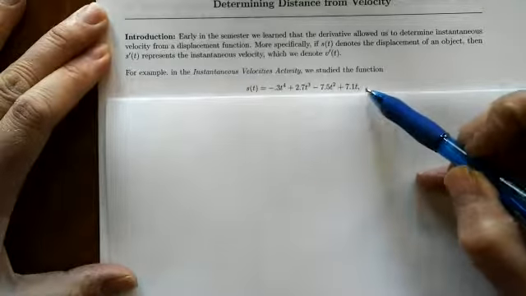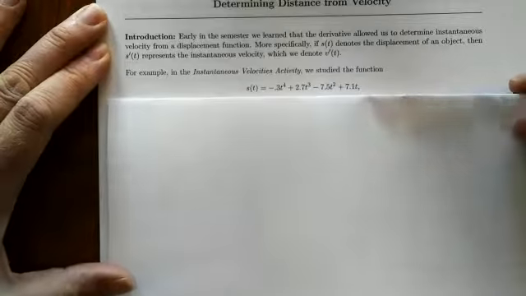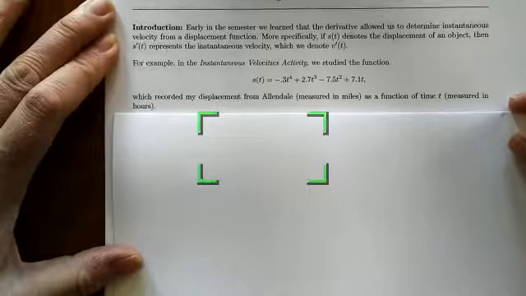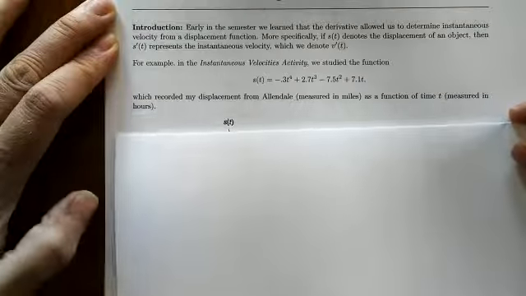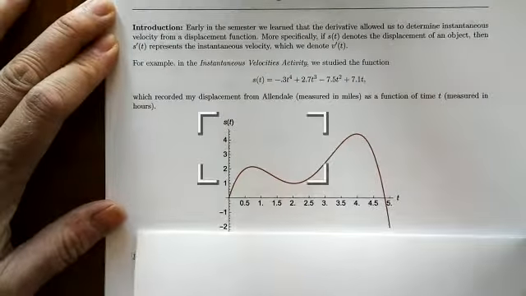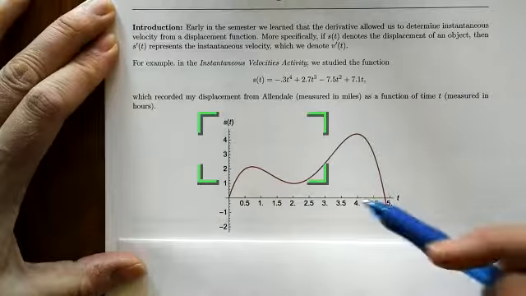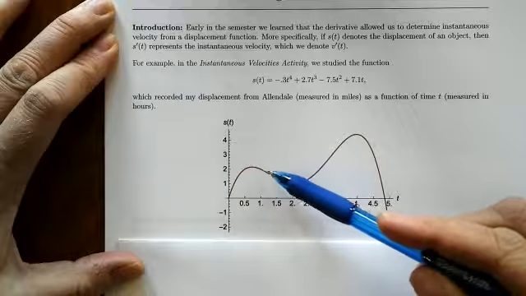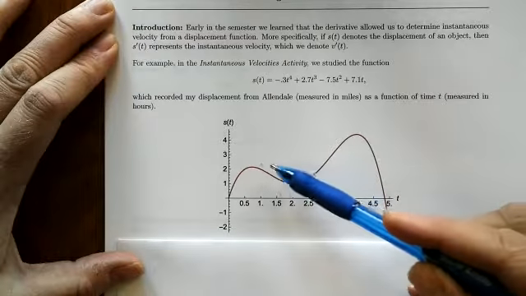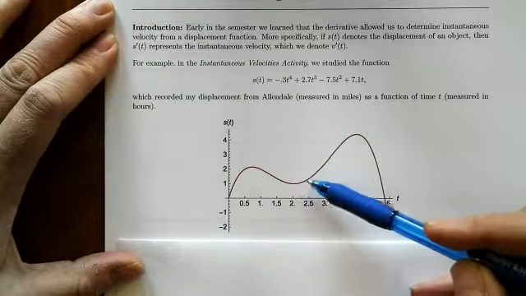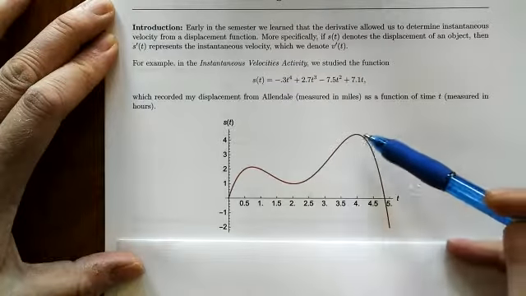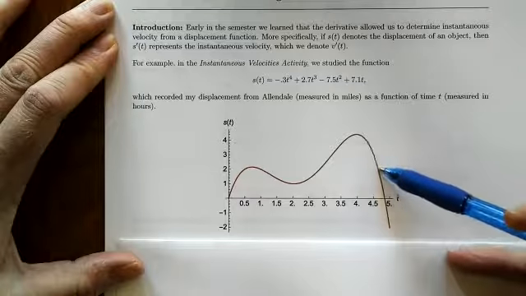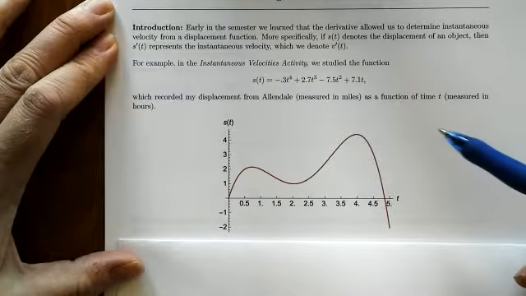Recall this, I think I was driving home from campus or running home or something like that. It recorded my displacement from Allendale measured in miles as a function of time measured in hours. And the graph looked something like this. For a while I was jogging towards my house, and then right about here, I turned around, and then I was going away from my house, and then I turned around again. And right about 4 hours, I was as close to my house as I got before I started moving back towards Allendale.